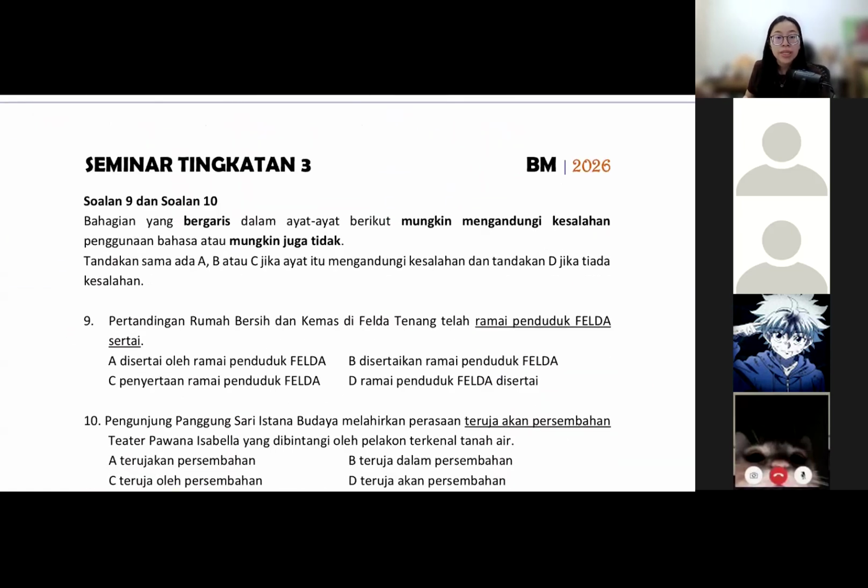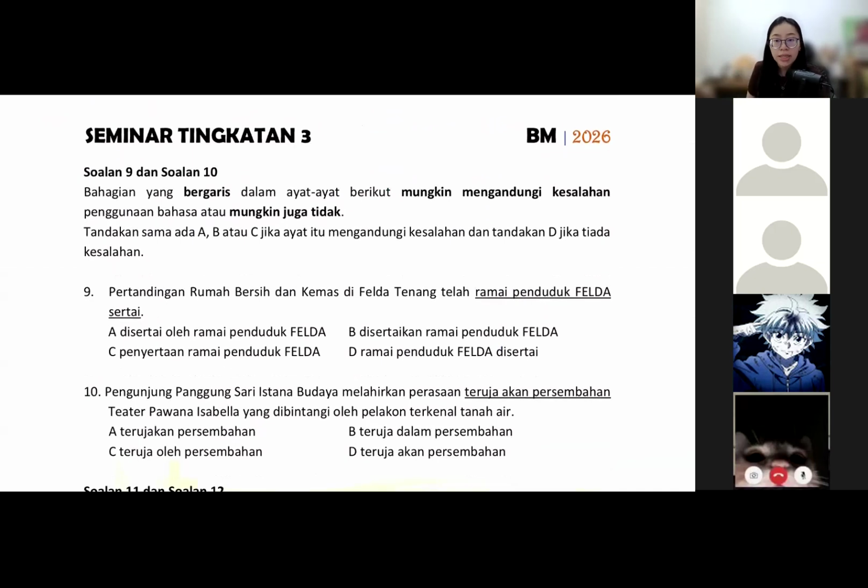Number 9. Pertandingan rumah bersih dan kemas di Felda Tenang telah ramai penduduk Felda sertai. This one I can give you a hint, it is an ayat passive. So which one is your answer? Ramai penduduk Felda, this one is a kata nama khas, which means it is a kata ganti nama diri ketiga. I'm allowed to use oleh because it's he, she, they, and also their name. This one is the name, so you are allowed to put oleh. So which one is your answer? So confirm C and D is not an answer already. So the answer is A or B.